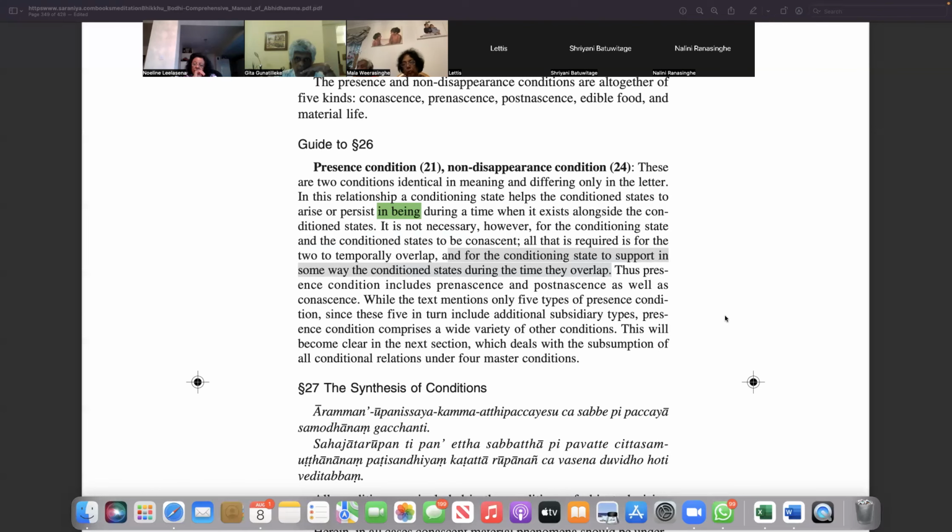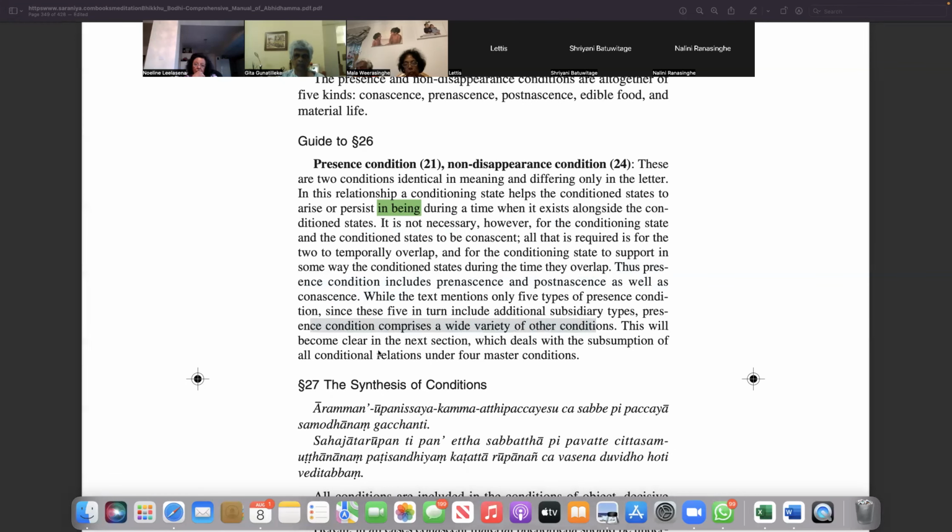Right? Become connascent, sahajata. Thus, presence condition includes pre-nascence, post-nascence, as well as connascence. While the text mentions only 5 types of presence condition, since these 5 in turn include additional subsidiary types, presence condition comprises a wide variety of other conditions.